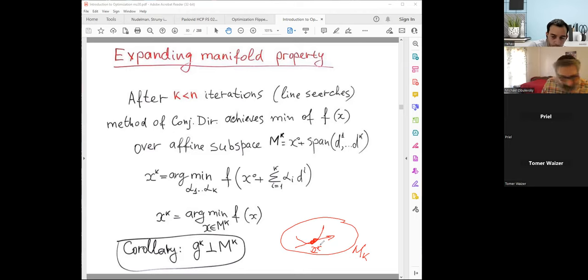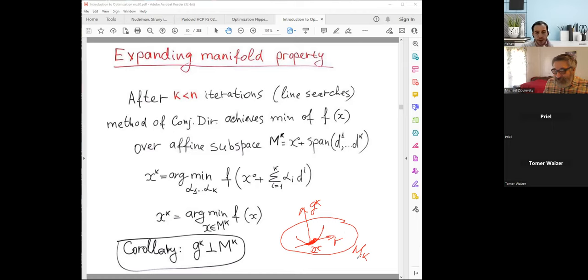So the directional derivative in any direction would be zero. It means that my gradient vector gk will be orthogonal to any direction r in this subspace Mk. If a vector is orthogonal to any vector in an affine subspace, it's the same as saying it's orthogonal to the subspace itself.